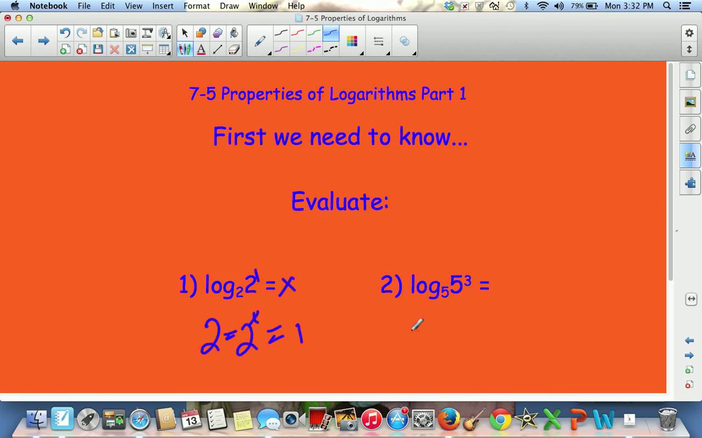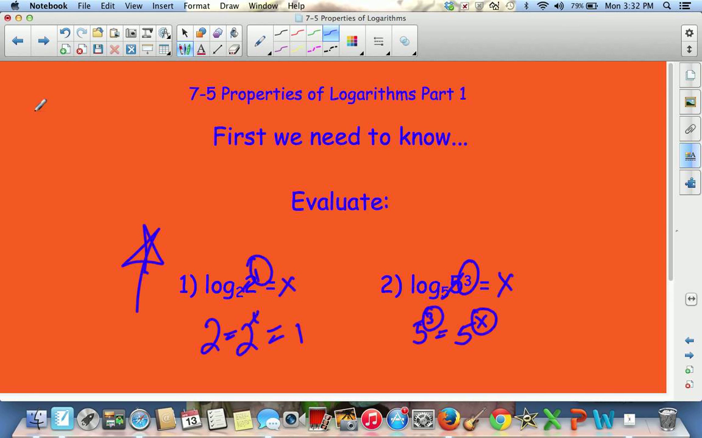Same thing here. If we have 5 to the third equals 5 to what power? Notice that the exponents equal the same thing. So I like to just say, oh, these cancel out, and that's my answer. It's 3. These two cancel out. My answer is 3. So just a little shortcut there. But you'll need to know this stuff, it will help you simplify those logarithms.